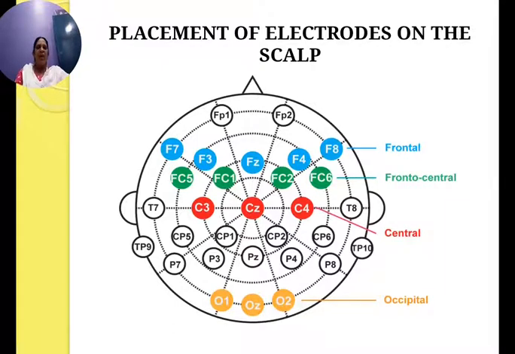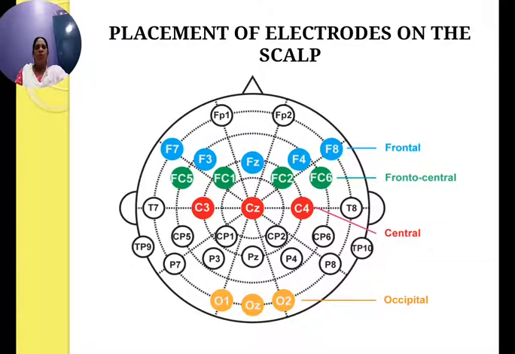Then we have the frontal, represented by the blue color, F7, F3. All those represented as odd numbers are on the left side, and even numbers on the right side. F4 and F8 are all frontal locations. Then we have frontal central also, FC5, FC1, FC2 and FC6, with the even numbers on the right side. Then we have the central Cz, and C4 and C3. Then we have temporal TP1, TP10 and TP9. Then we have occipital Oz and O1 and O2.